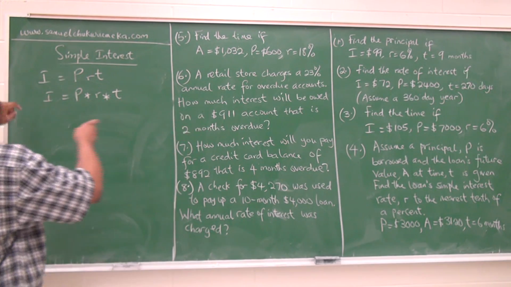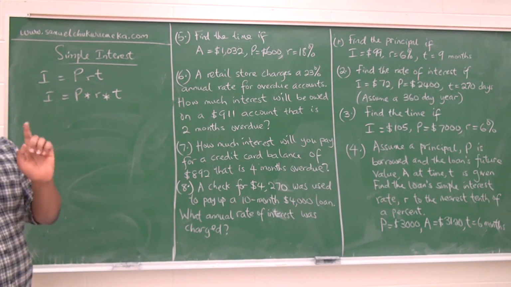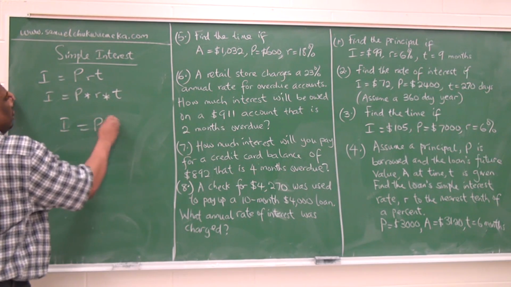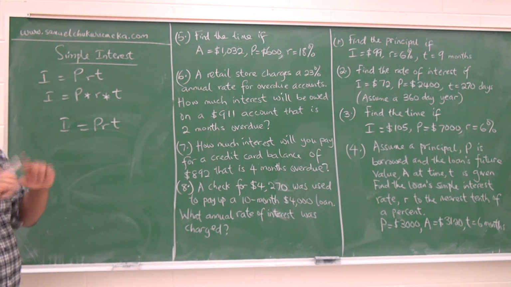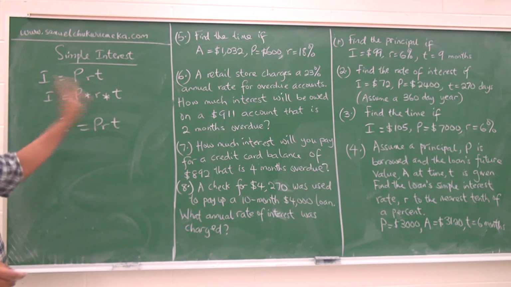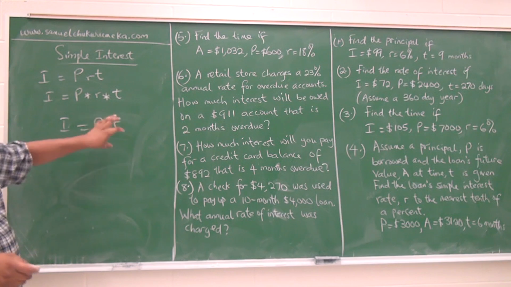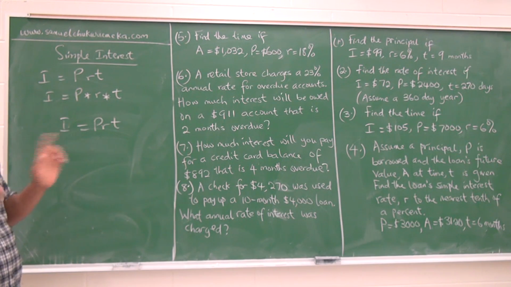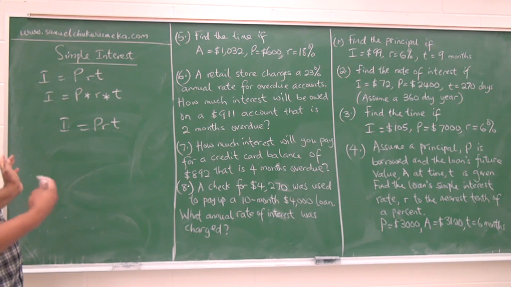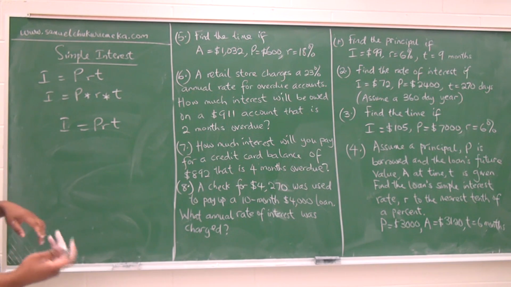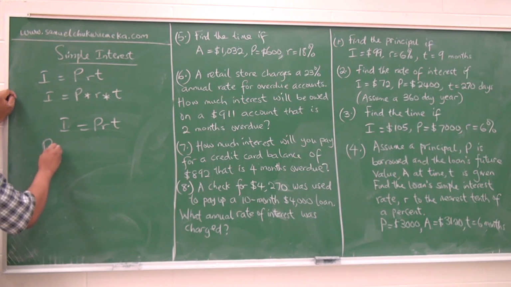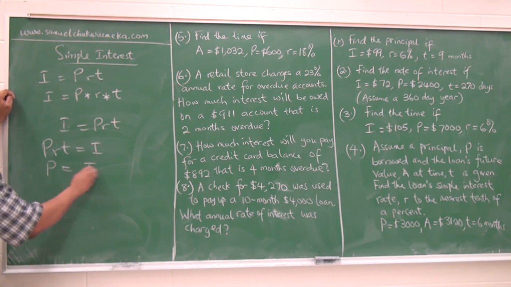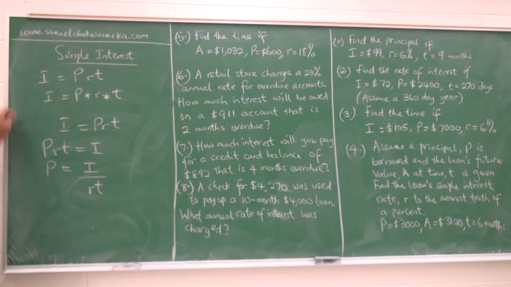Now, you're asked to find the principal, and I is P R T. So from literal equations, you want to find P. Whatever you want to find, you move it to the left-hand side. This is an equation, so you can always rearrange: make your left hand your right hand, and your right hand your left hand. So P R T will be I. So P will be I divided by R T.